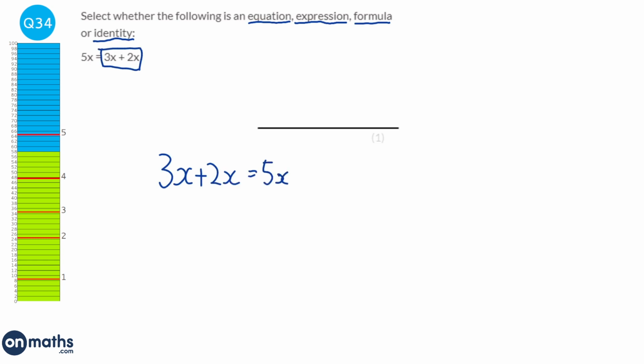Now normally with an identity, it's shown with 3 lines. In the exam, this type of question won't be shown with 3 lines because that kind of gives away that it's an identity. But this question is definitely an identity. And you can't solve it because it's true for all values of x. So yes, x could be 10, x could be a million, x could be a third, x could be anything.